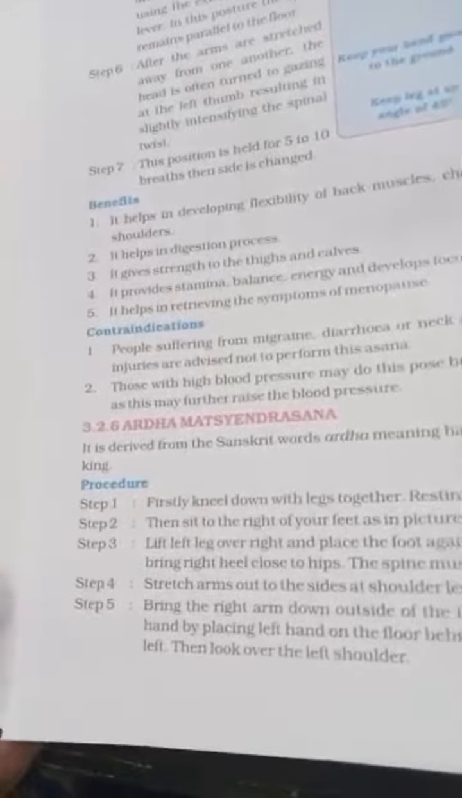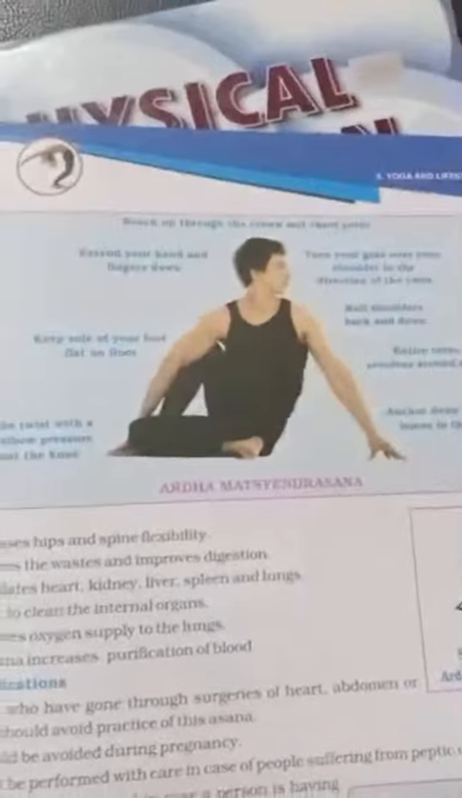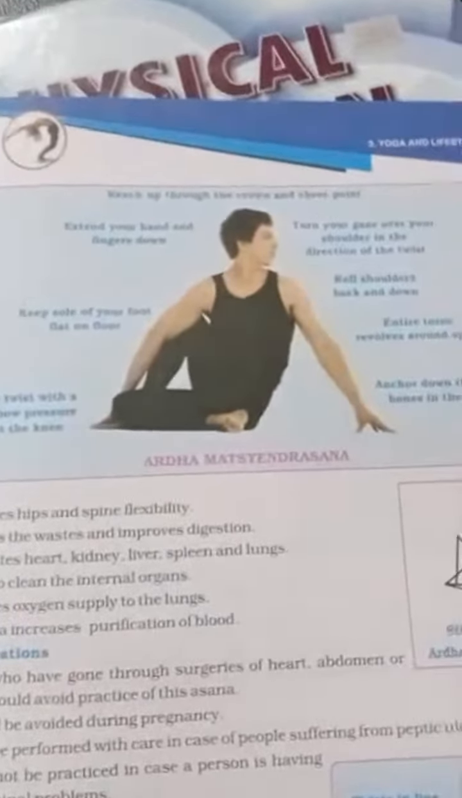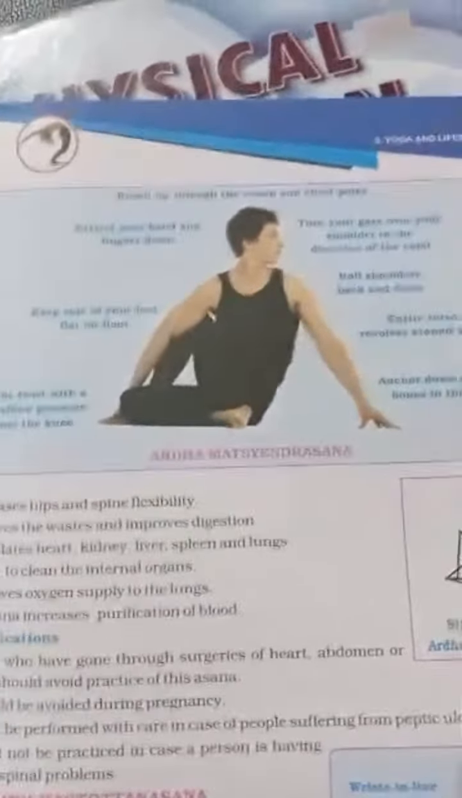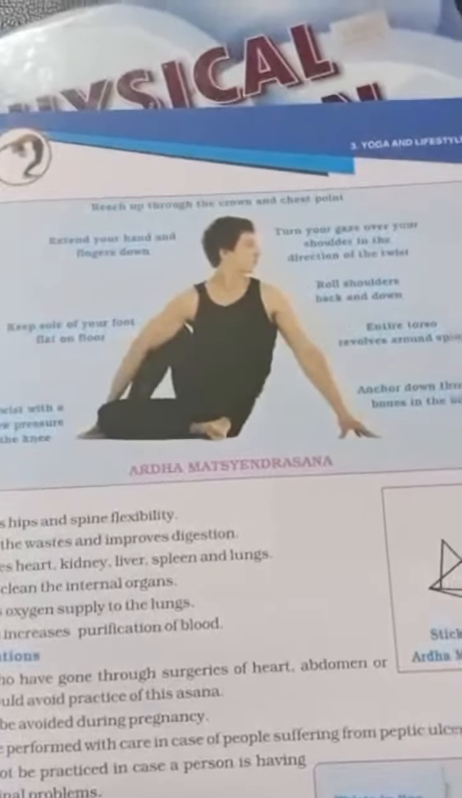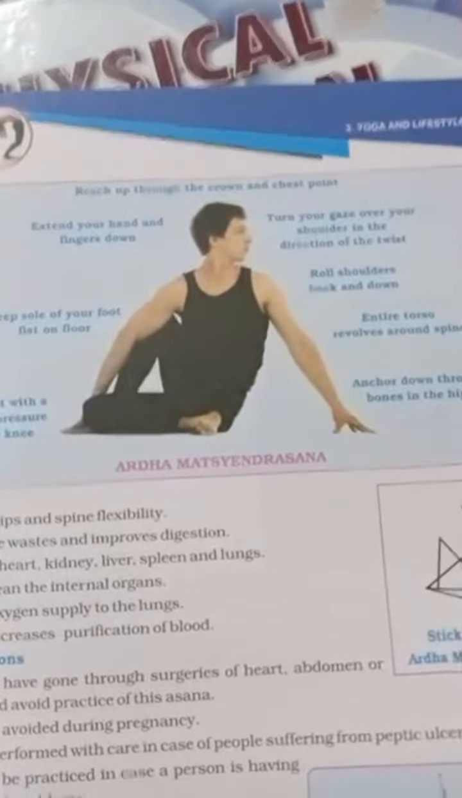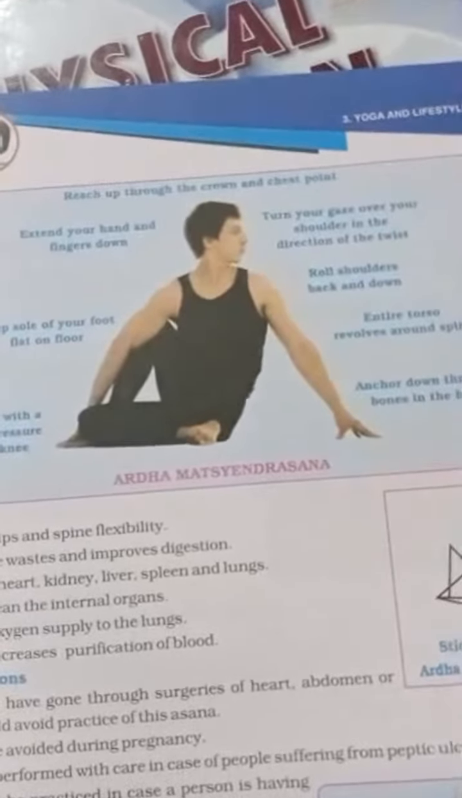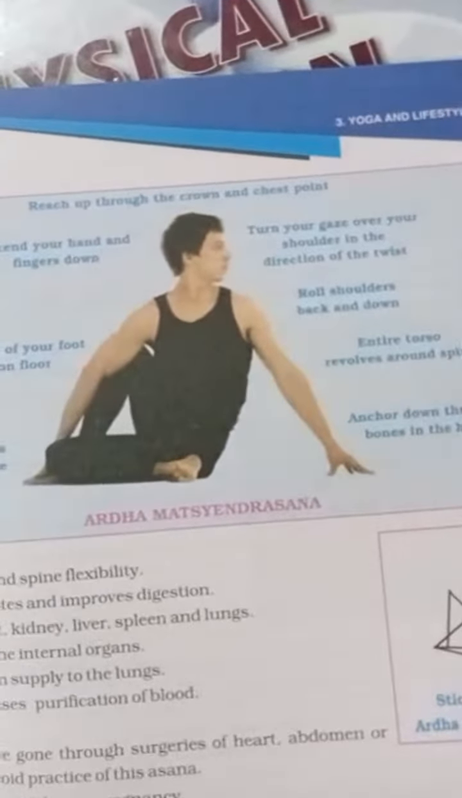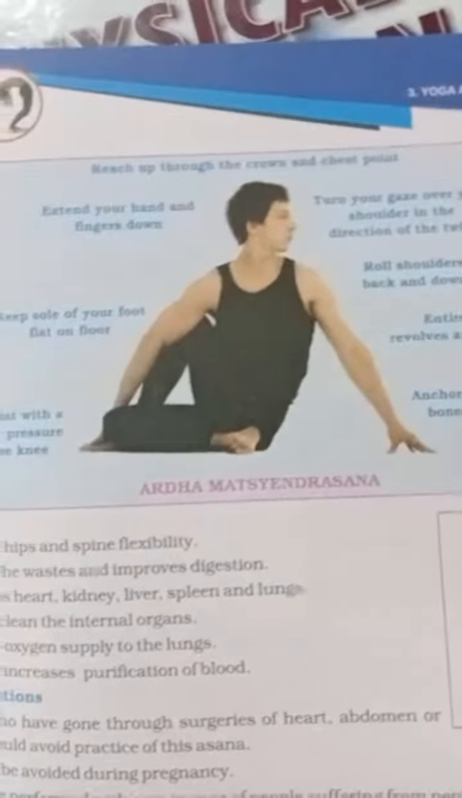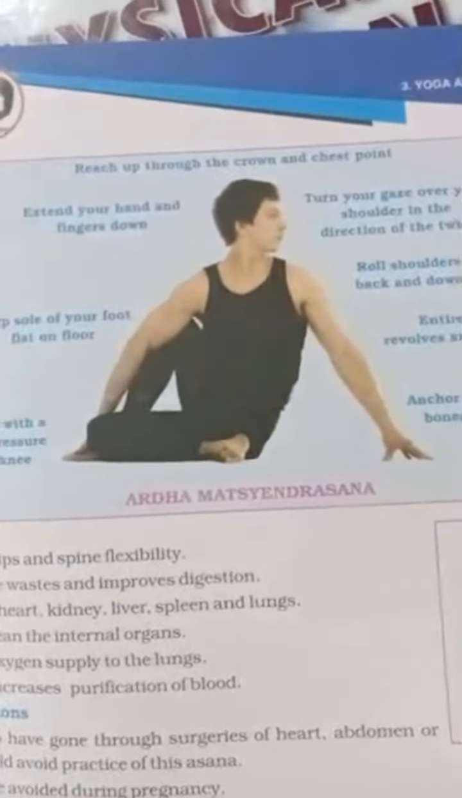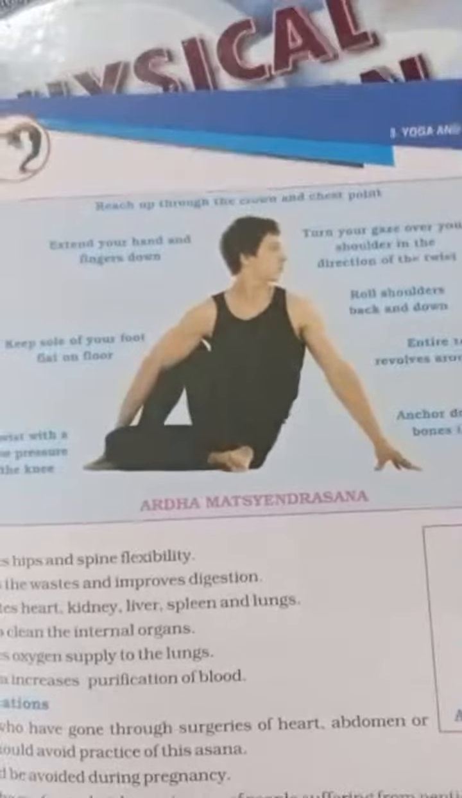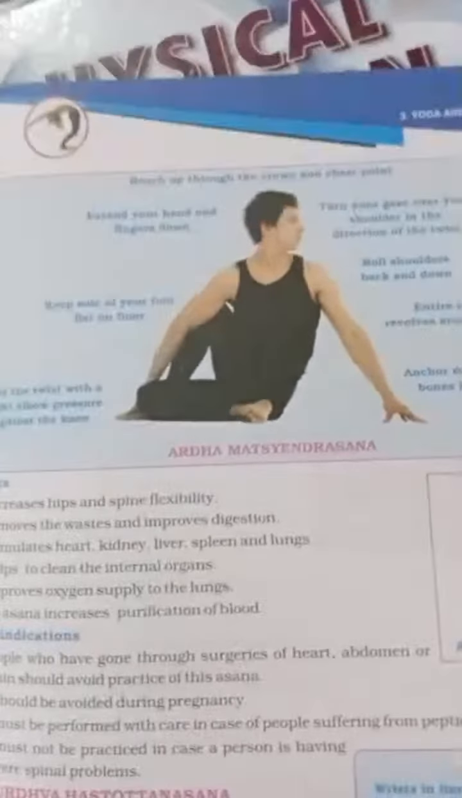Now, Ardha Matsyendrasana. Here we are twisting the body. So, I'll show you the pic. This is Ardha Matsyendrasana. It is derived from Ardha, meaning half, Matsyendra, meaning fish, and Indra, meaning king. So this is the pose.